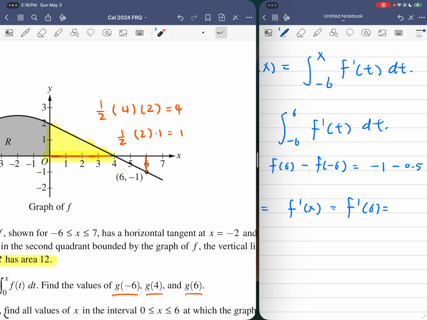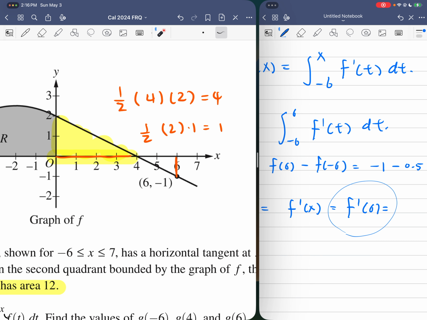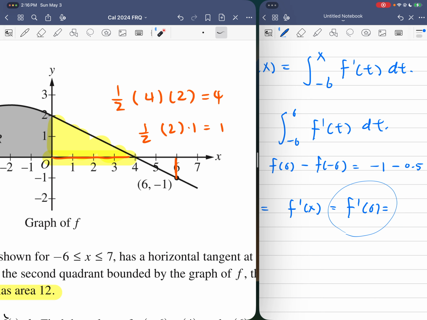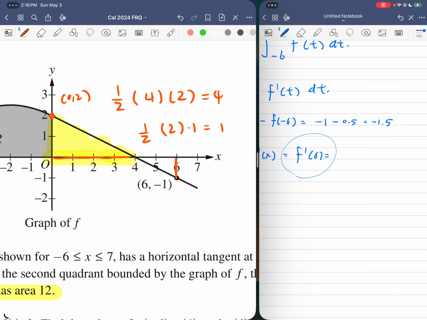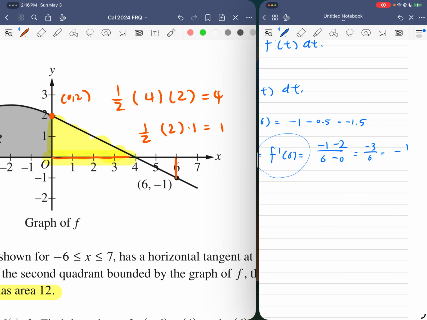Well, that's a slope. So you want to find the slope here. Well, it's a constant rate of change. So either you can use the slope formula. You got this point, 6 comma negative 1, and this is 0 comma 2. So you can use the slope formula or you can use rise over run. It's up to you. Negative 1 minus 2 over 6 minus 0, negative 1/2. It's that easy.